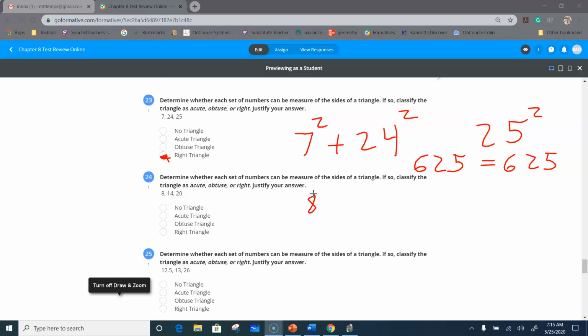Is it right or is it acute? 8 squared plus 14 squared. How does that compare with 20 squared? This is 260. But 20 squared is 400. So what we see here is that the third side, when squared, is bigger than the two smaller sides squared. If that's the case, then we have an obtuse triangle.